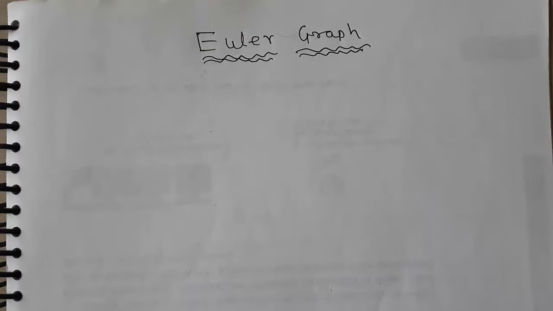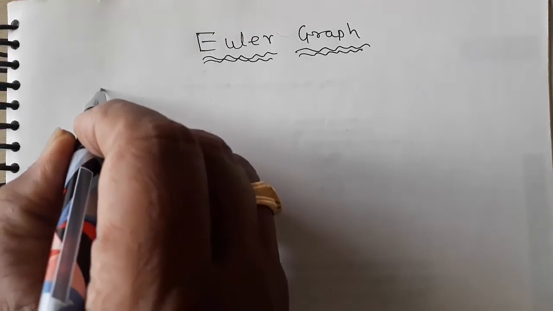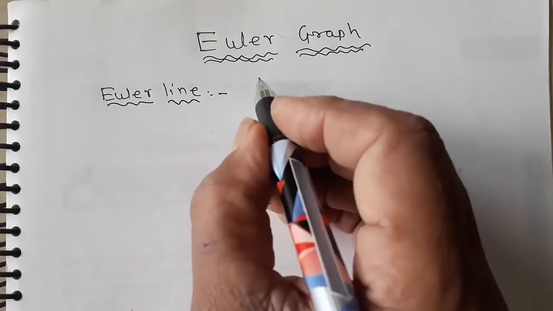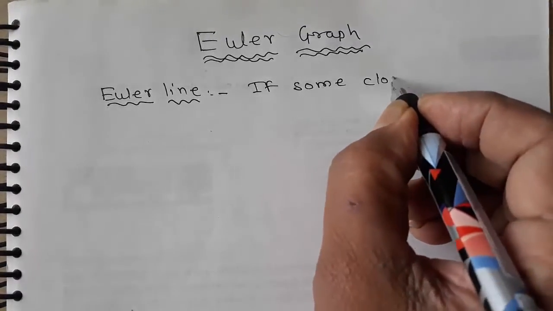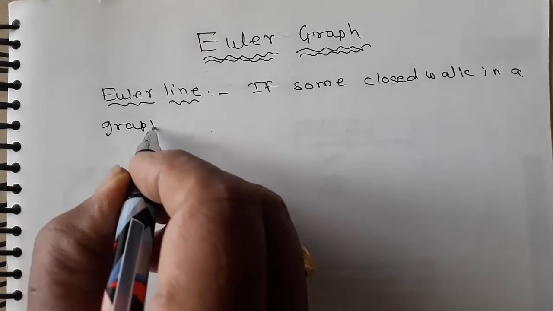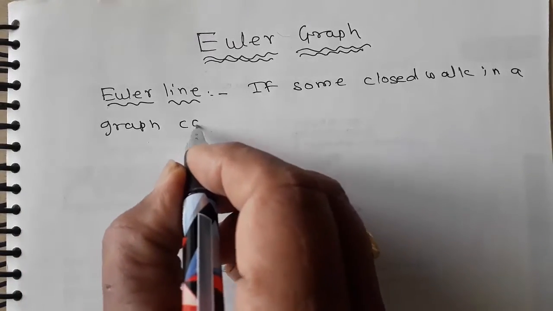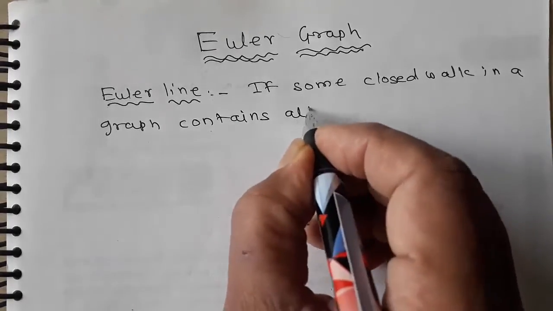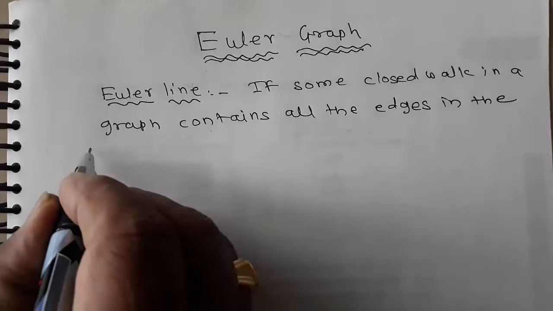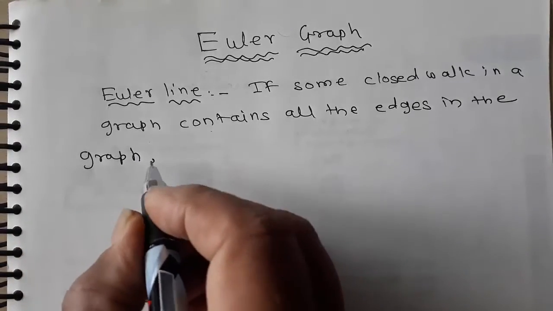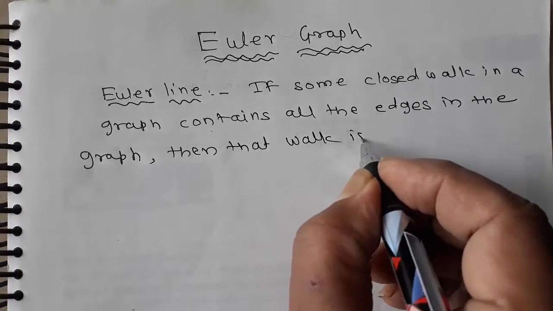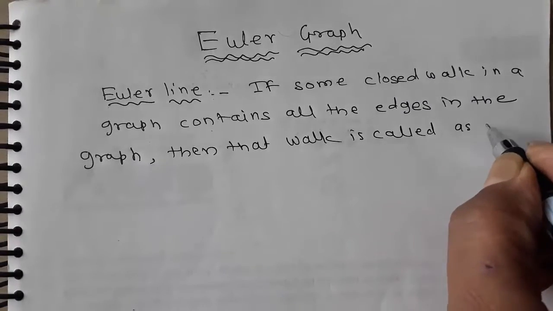In this video, we will discuss Euler's graph. Before going to Euler graph, we will define Euler line. If some closed walk in a graph contains all the edges in the graph, then that walk is called as Euler line.